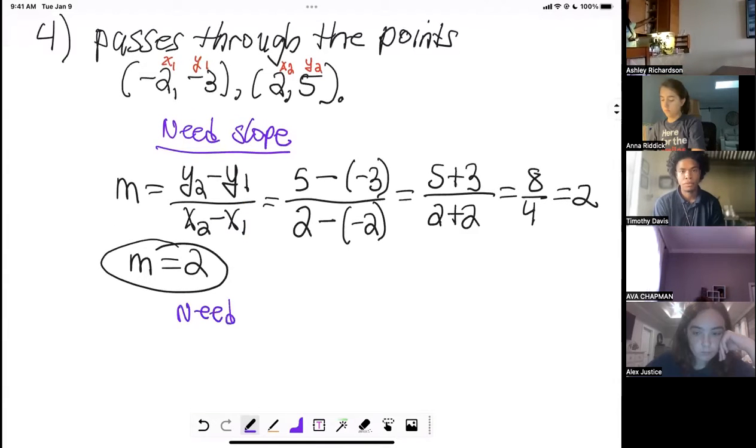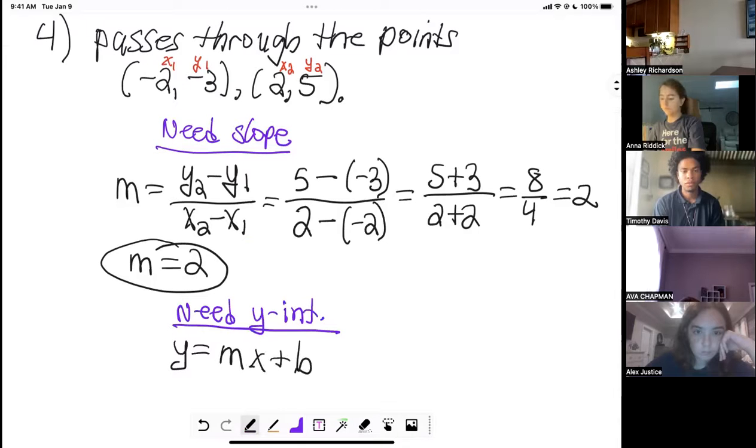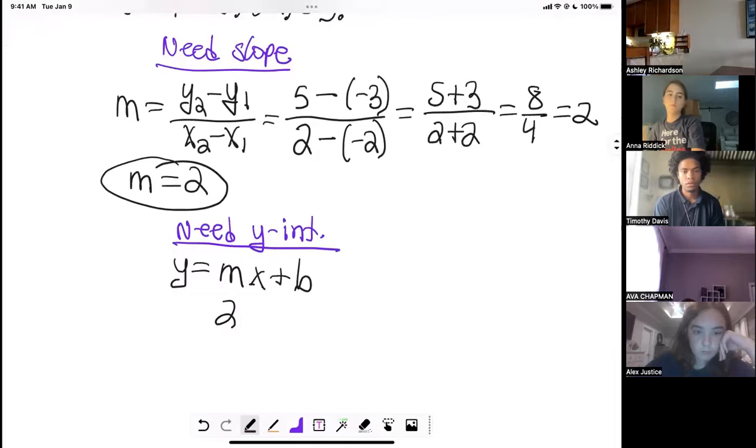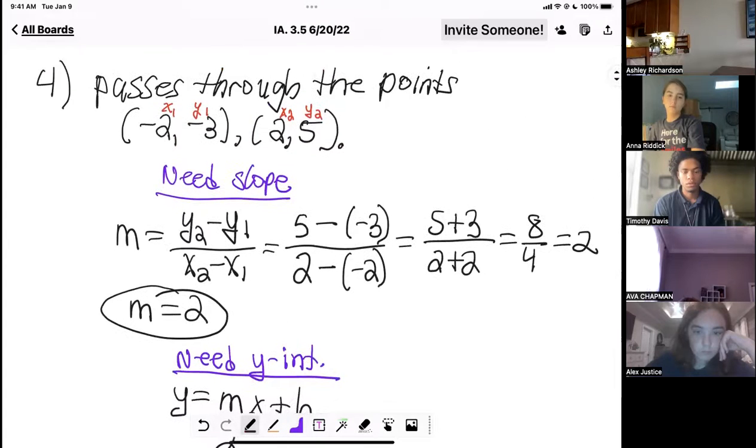Now I need the y-intercept. This is always where people get stuck. They do everything, and then they get here and go, I don't know what to do. I forget. So when you forget, you put y equals mx plus b, and ask yourself, what do I have? Well, I know the slope is 2 and I have these 2 beautiful points up top.